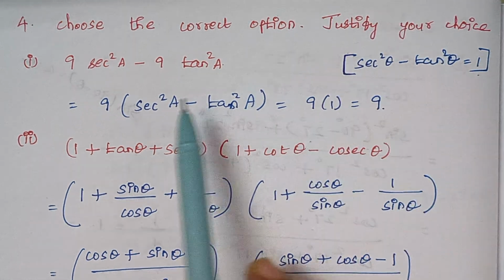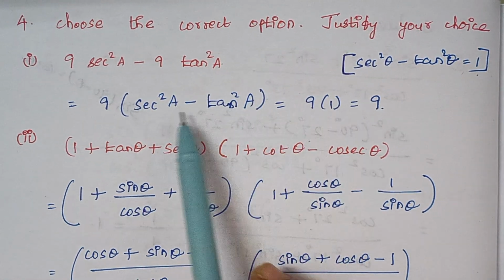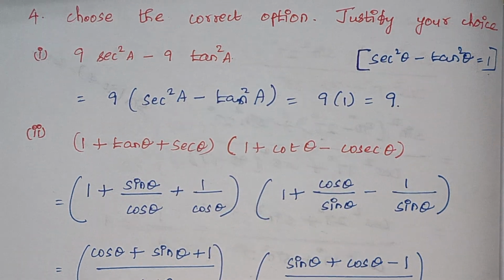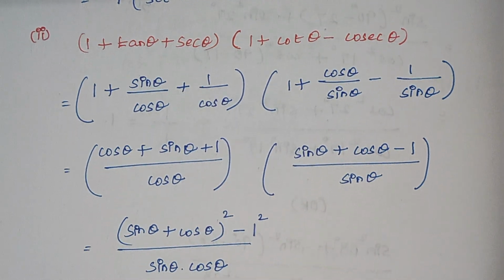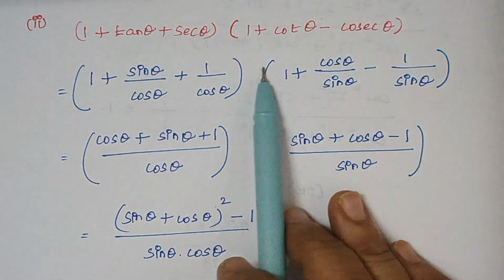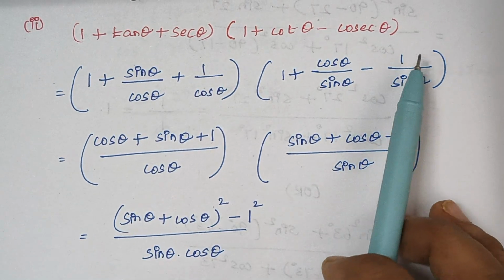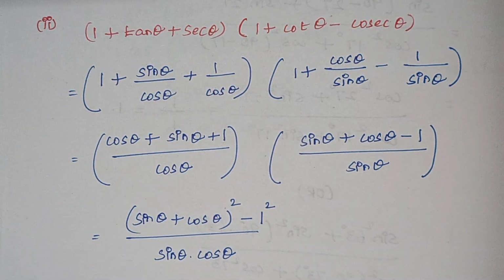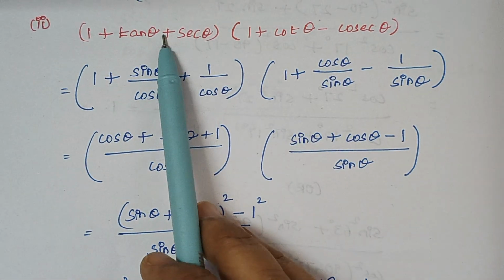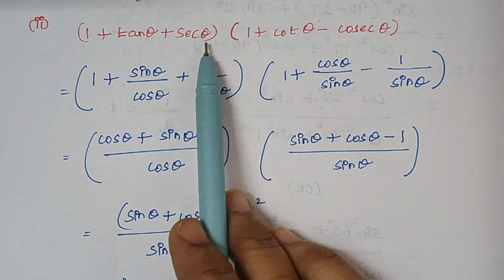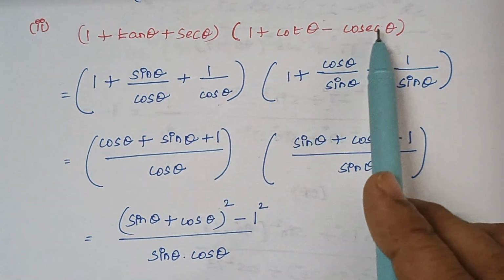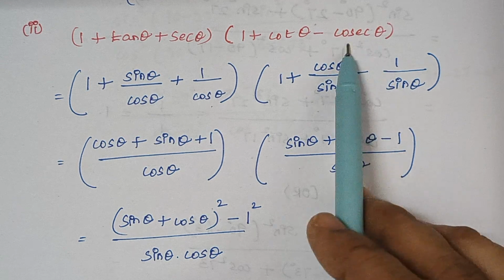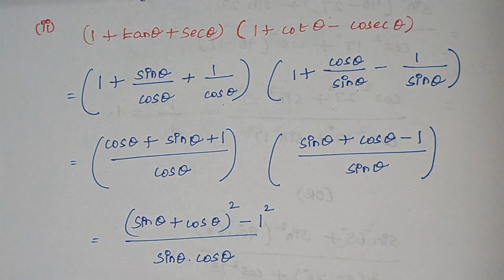This is our identity. So this term is replaced by 1. So 9 into 1 gives you 9, right? And your second thing is (1 plus tan theta plus secant theta) into (1 plus cot theta minus cosecant theta). So the first step is, we are expressing tan and secant in their basic forms. That is, tan theta is nothing but sin theta by cos theta and secant theta is 1 by cos theta. And here similarly cot theta is represented as cos theta by sin theta and cosecant theta is represented as 1 by sin theta. Right.